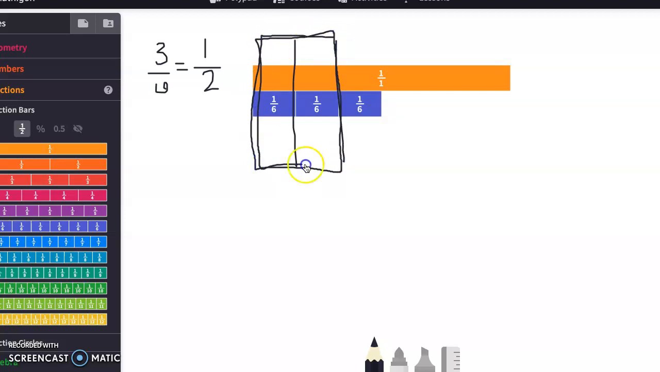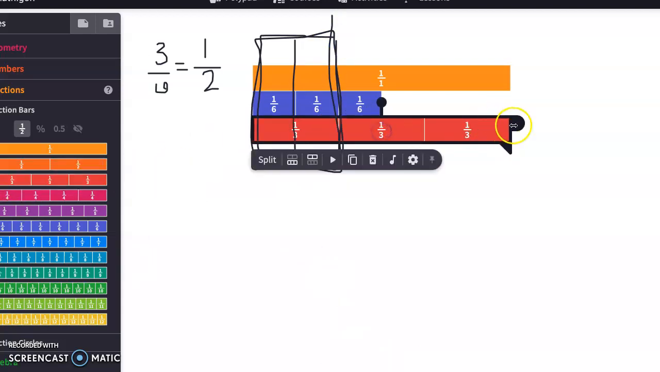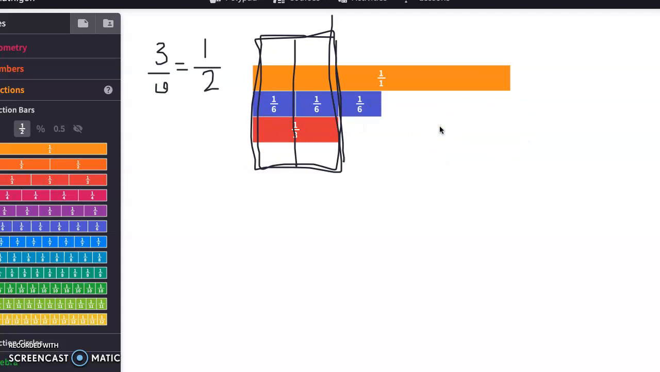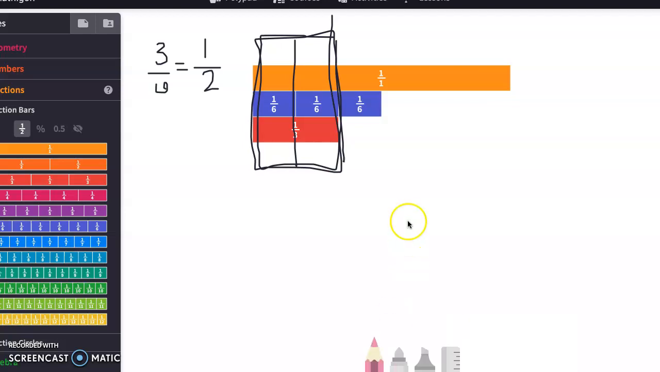So how much did you eat? Well, 2/6 is also equal to a third. So you ate a third of the carton.